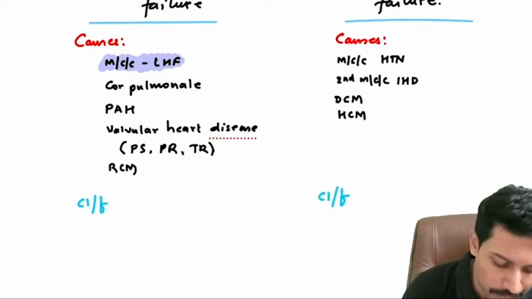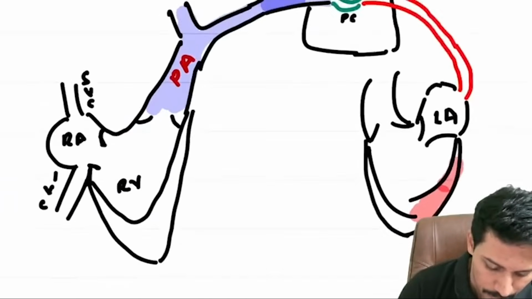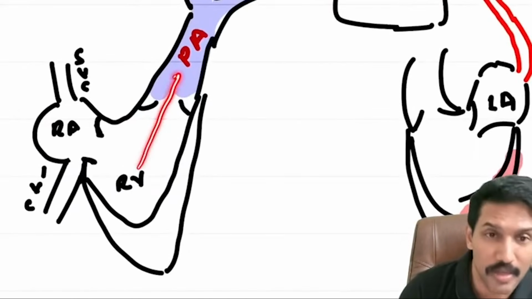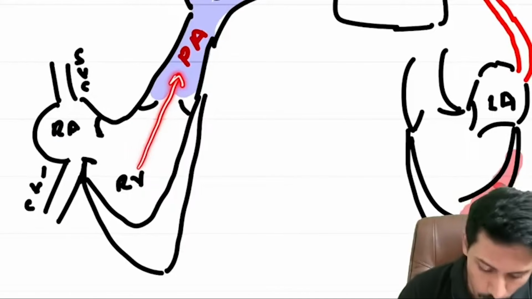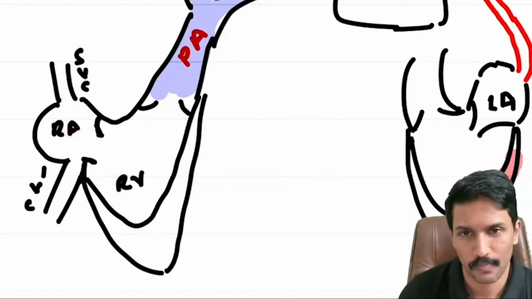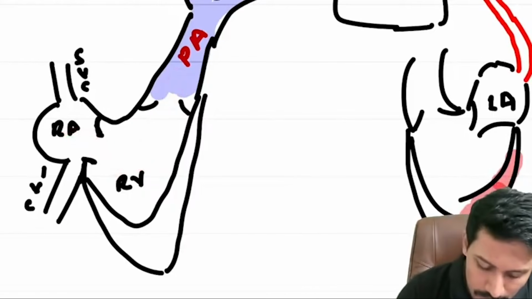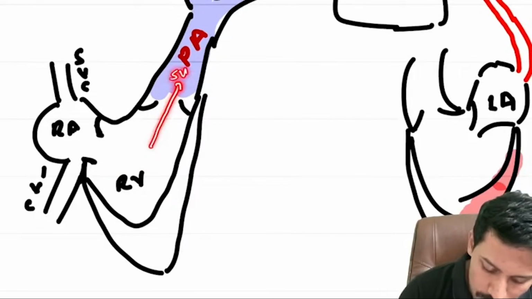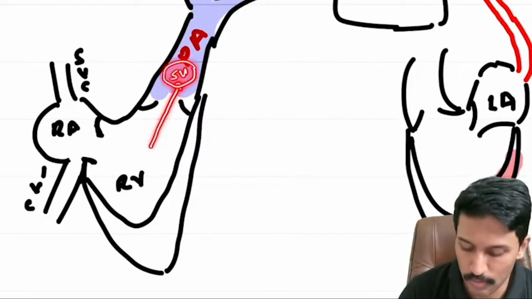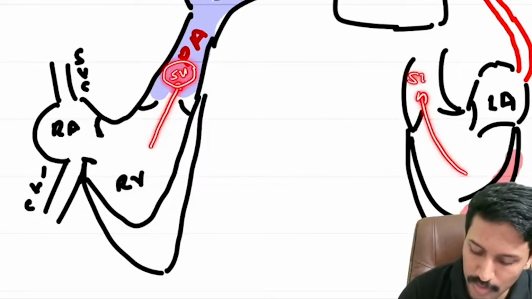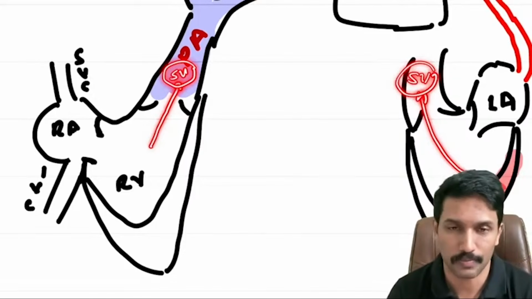Now, if the right side of the heart fails, basically either I'm not able to eject sufficient blood or I'm not able to fill. So one of the outcomes of that is the stroke volume coming out from the right ventricle will come down. In the left side, the stroke volume coming out from the left ventricle will come down.